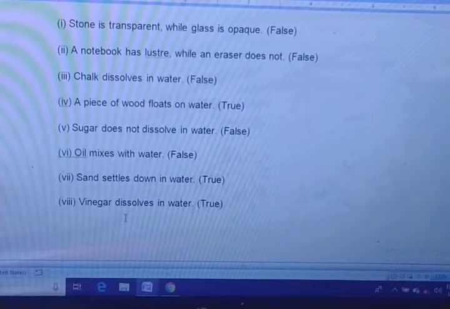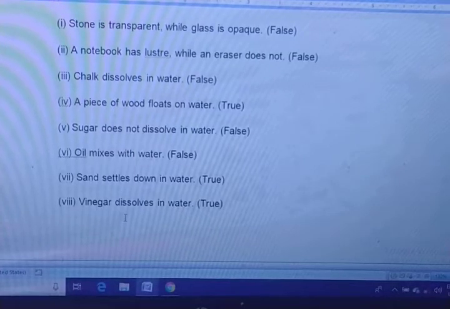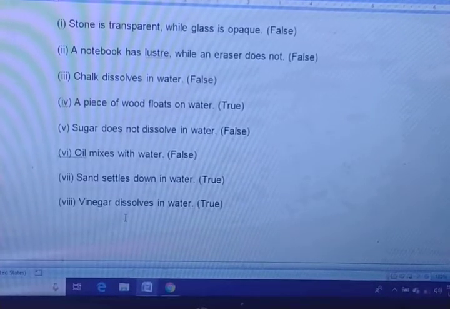Sand settles down in water. Yes. If you take a glass of water and put sand in it, you will see the sand will settle there. Have you heard of the process called distillation? We separate the water and sand by the process of distillation. So this statement is true. Vinegar dissolves in water. What do you understand? Vinegar, you know, when you go to the Chinese stalls where chow mein and Manchurian are sold, you will see a vinegar bottle, right? Vinegar is a transparent liquid, just like water. If you add this vinegar to the water, it will dissolve. So the statement is true.